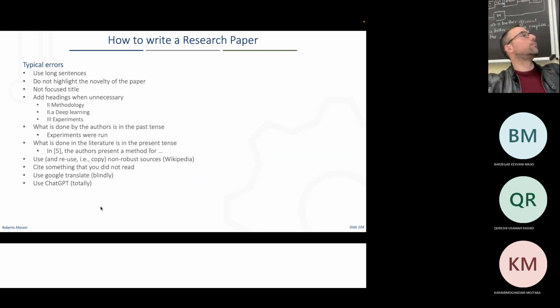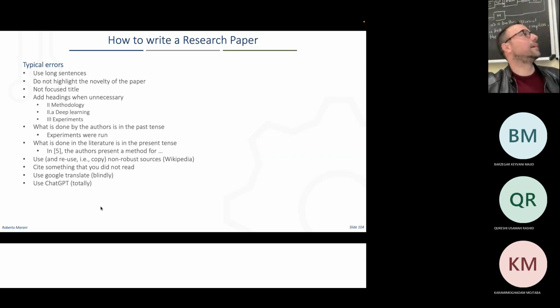A title that is not focused, for example. When you Google something about your research, you typically use few words. Try to put these few words in your paper title, okay? Because in that case, once anybody has the same problem as you, maybe they are going to find your paper, and then you can, of course, increase your citations.